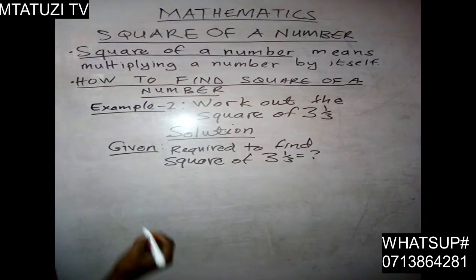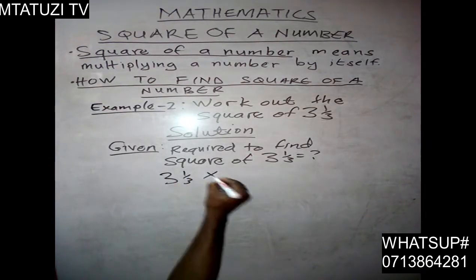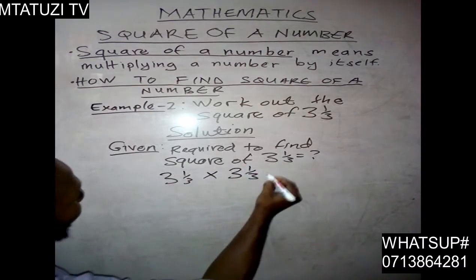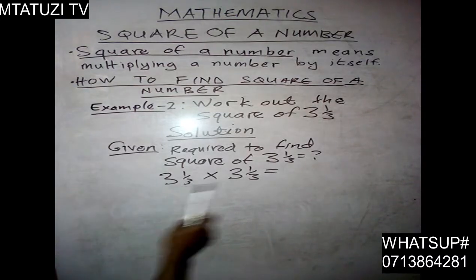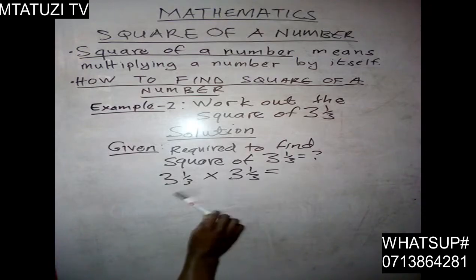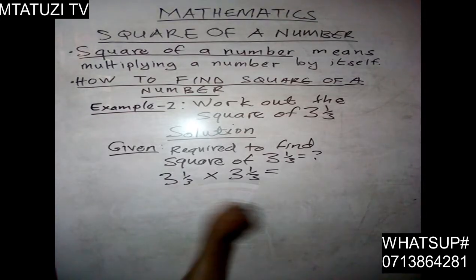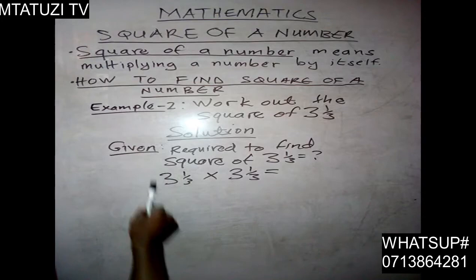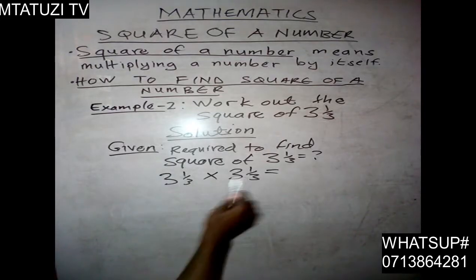So in order to find the square of that one, we have to multiply. We take 3 1/3 times 3 1/3. So here is simple multiplication. In order to multiply this number, what type of fraction is this one? First of all, we have to identify what type of fraction this is. This is a mixed fraction. So in order to multiply mixed fractions, you have to change them from mixed into improper fractions.